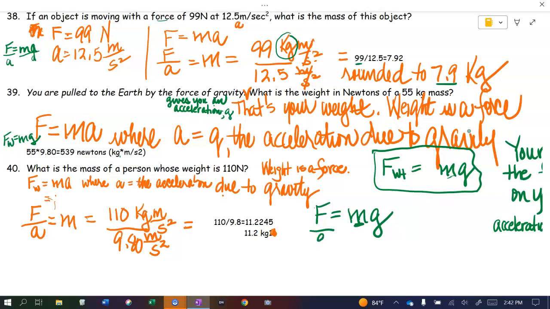So I'm going to divide both sides by g. See how I did that? So I could get rid of it. All right, so the mass is equal to the force over the acceleration due to gravity. And so that's what I did in this equation. 110 kilogram meters per second squared divided by 9.80 meters per second squared. I put the 0 on so I could have 3 digits in my answer.